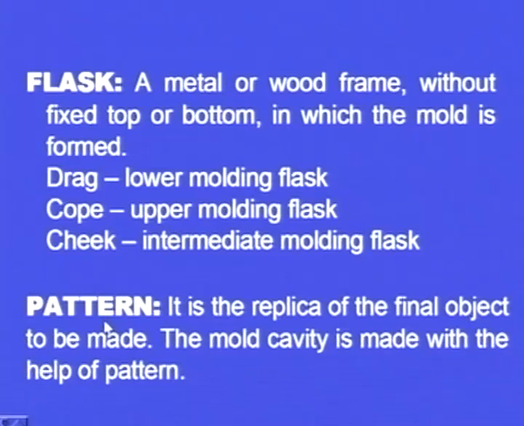And next one is the pattern. So, pattern is the replica of the final object or the final component which we are going to manufacture. As I already told, the principle is first we have to create a hollow cavity within a sand medium, compacted sand medium. So, to create that hollow cavity, we need a model. That model may be made up of wood or metal or wax or sometimes plaster. So, this model is known as pattern.